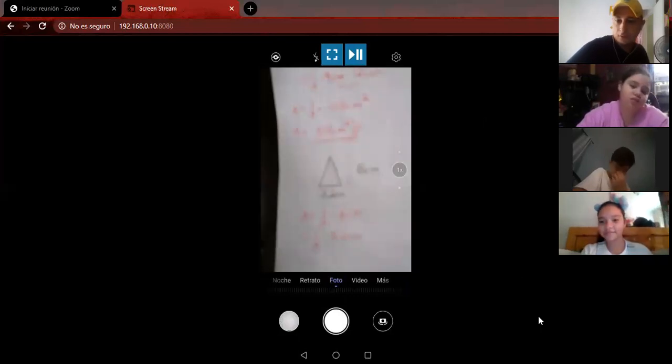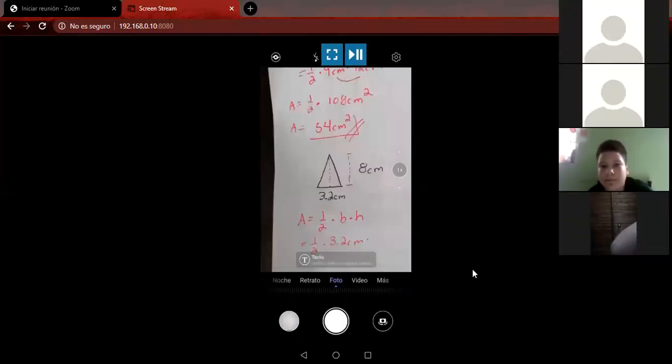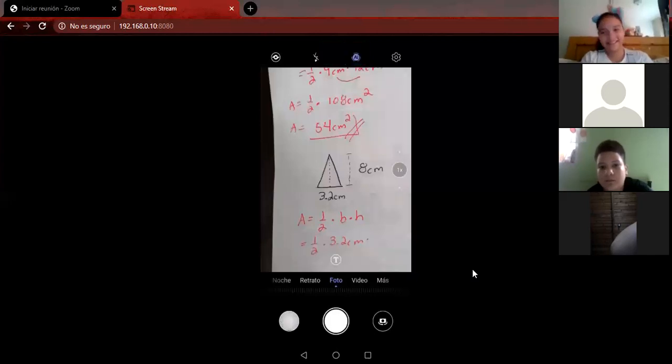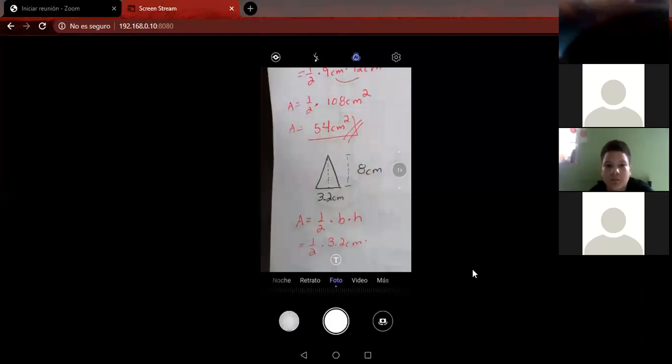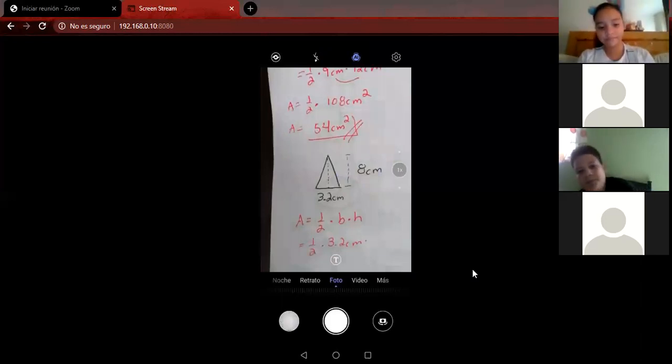Now, let's see, Hector. Hector, are you over there? Yes, mister. Okay, Hector, which is my height in this triangle? No, my height, mi altura, la altura del triángulo, which is the height of the triangle. 8 centimeters, good job.